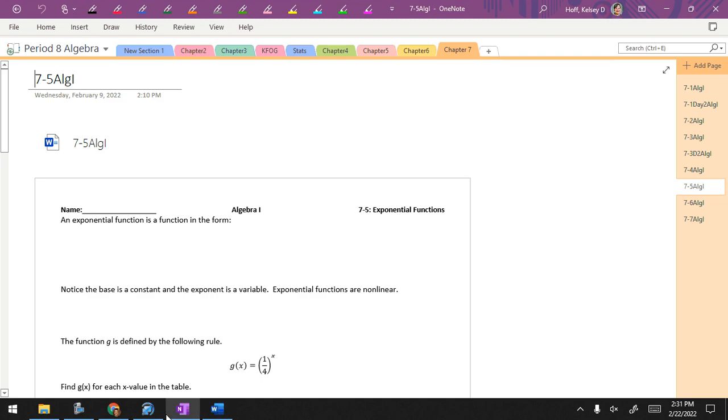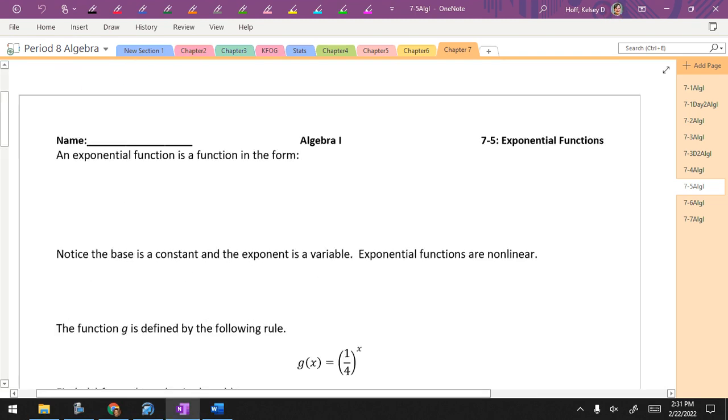All right, let's get into what we're working on today. So last week we dealt with exponents, like understanding what an exponent was, understanding our exponent laws. So now we're going to go into how this really gets into the algebra aspect of things. So 7-5 is exponential functions. Remember, functions is a fancy word for equations, right?